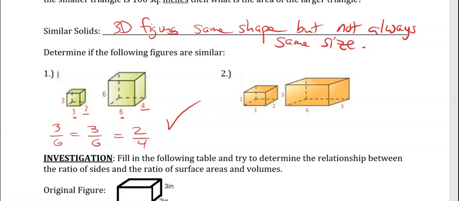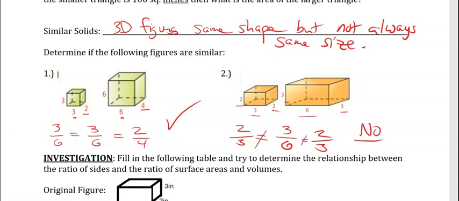Now let's look at this next one. 2 corresponds to 3. Cool. 3 corresponds to 6. And lastly, 2 corresponds to 3. Are all of those equal when you reduce them? No. So that would be no, they are not similar, and the rules we're about to come up with would not work for these. Anybody have any questions?